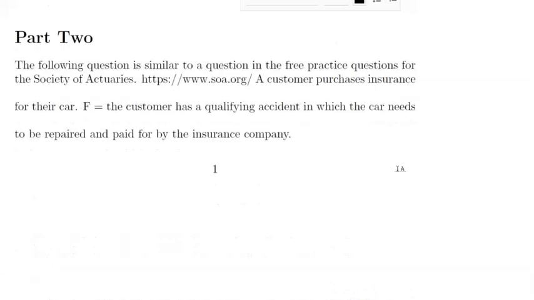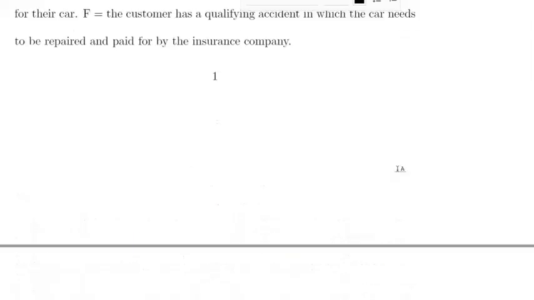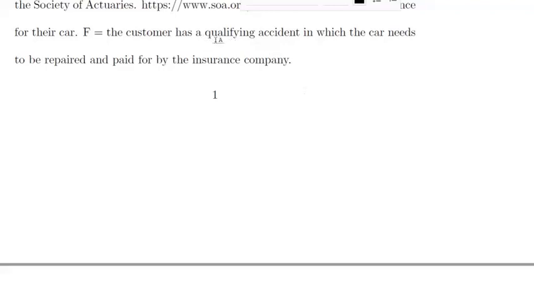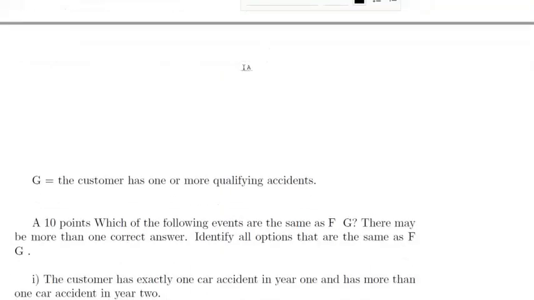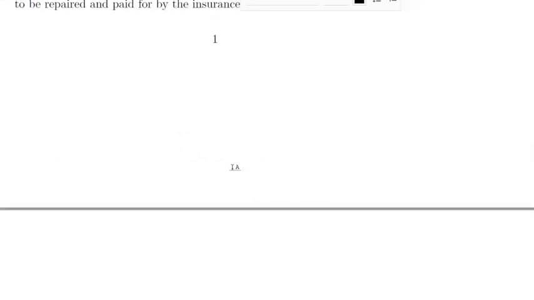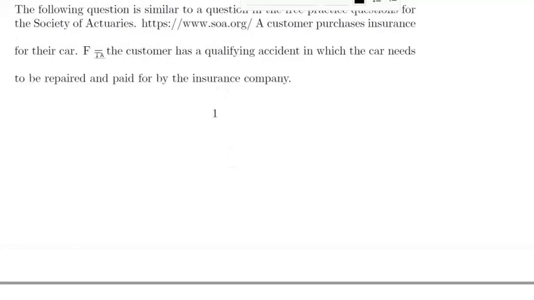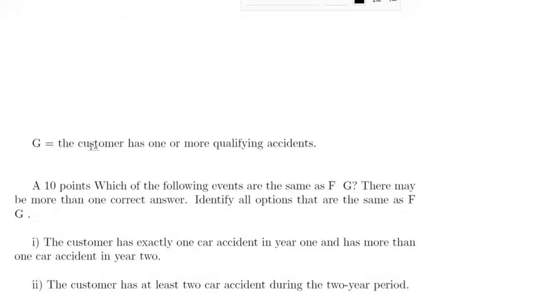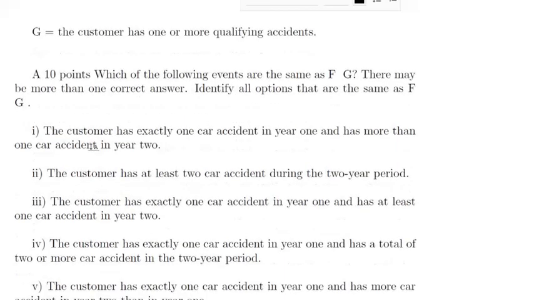All right, so my part 2 is similar, except it's talking about car accidents. F is that the client had a car accident where car insurance is going to have to pay. So F means they had a qualifying accident, so one accident. G is that they had one or more qualifying accidents. So there's some overlap here, right? A person could meet event F, they had one accident, and they can be event G because G represents one or more accidents. So which of the following events are the same as F and G?